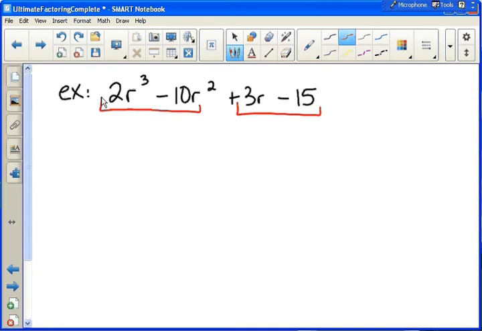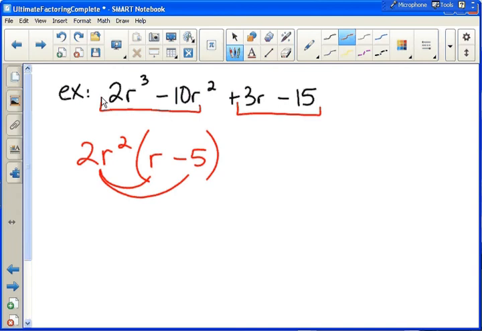I'm going to treat it almost like I did back in Lesson 1, where I was just looking for the greatest common factor. Focusing first on the first two, 2r cubed minus 10r squared, what would be the greatest common factor? What is something I can factor out of both of those terms? Well, I can factor out a 2, and I can pull out an r squared. Now that will leave me with an r minus 5. If you're not sure, you can always distribute that back out and check. 2r squared times r is 2r cubed. 2r squared times negative 5 is negative 10r squared.